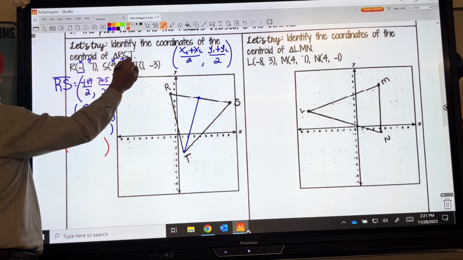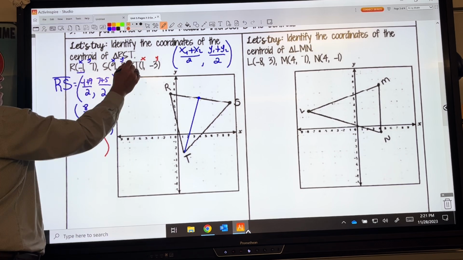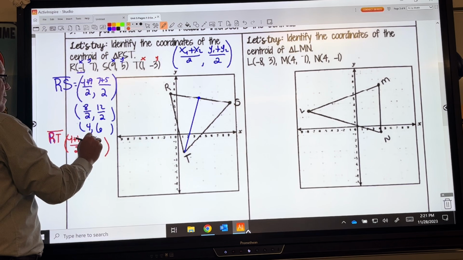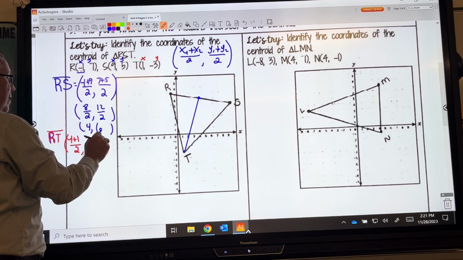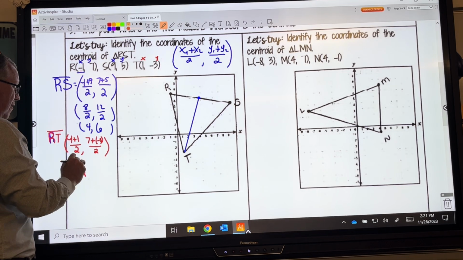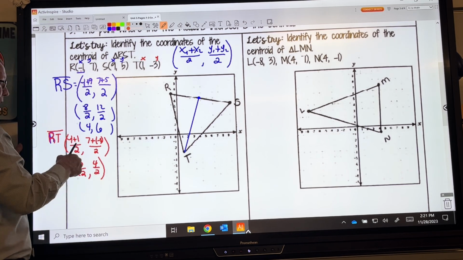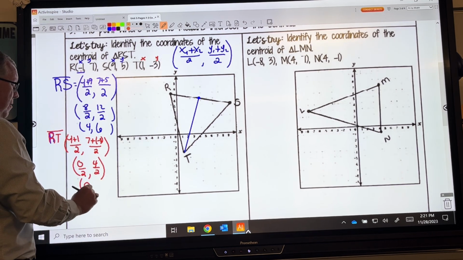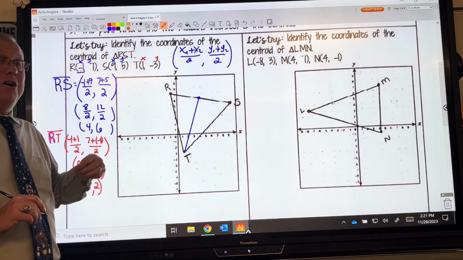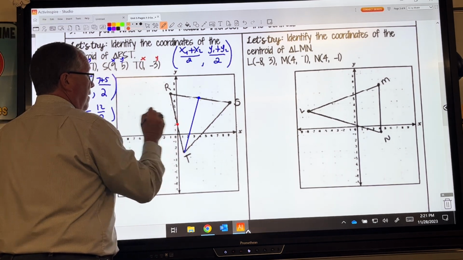So R, this is my X, remember this goes X and Y. X is -1, plus the X over here is 1, over 2. My Y is 7, plus my Y over here is -3, over 2. -1 and +1 gives you 0 over 2, and 7 plus -3 gives you 4 over 2. 0 over 2 gives you 0, and 4 divided by 2 gives you 2. So my midpoint is located at 0, 2, okay? I'll put my point right there.